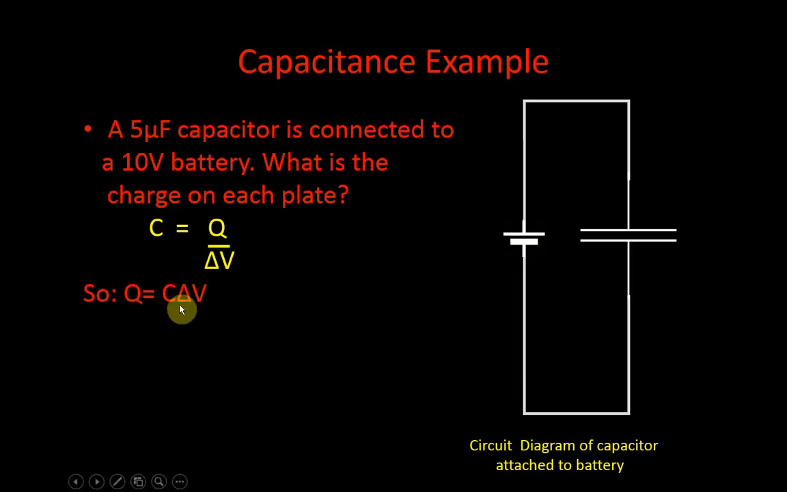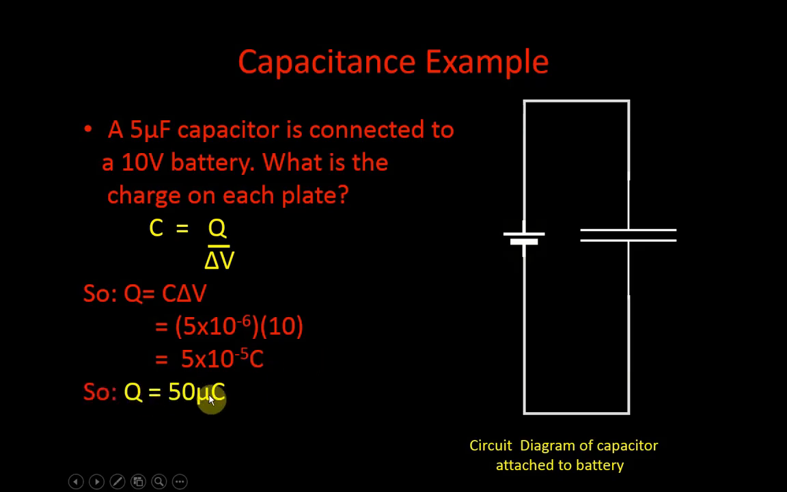C, remember, has to be put into farads, so we have to convert our 5 microfarads into farads. So this will be 5 times 10 to the minus 6 farads times 10 volts, giving us 5 times 10 to the minus 5 coulombs. This is usually rewritten in terms of microcoulombs, so this would be 50 times 10 to the minus 6 coulombs, or 50 microcoulombs.